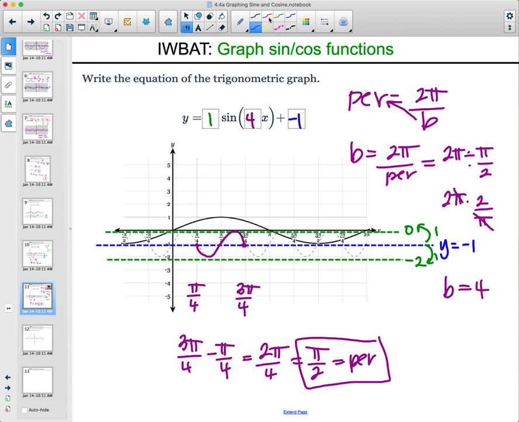Now, one other way you can look at that to check it is here's 2 pi. You could look at how many cycles you get through between 0 and 2 pi. So this is 1 cycle, 2 cycles, 3 cycles, 4 cycles, and that's going to be your b value.